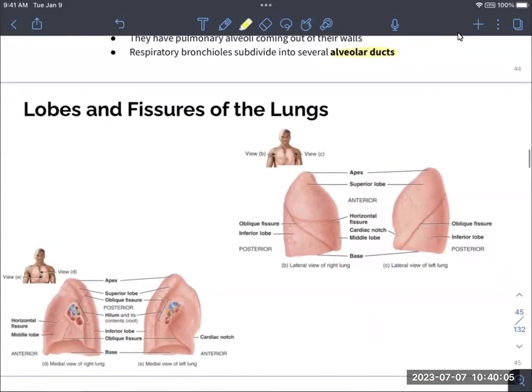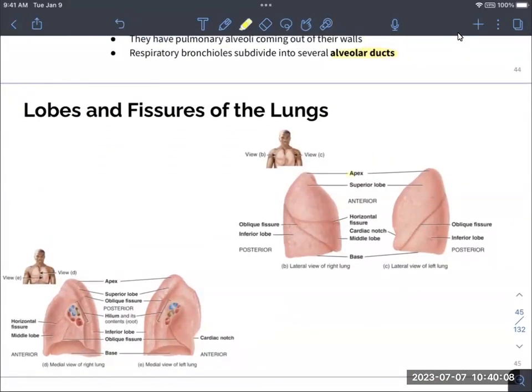So here's our lungs. That apex at the top, the base at the bottom. On this left lung, we have that superior lobe. We have that oblique fissure with that inferior lobe and that cardiac notch specifically. Our right lung, we have that apex, we have that base, we have an inferior lobe, oblique fissure, middle lobe, horizontal fissure. Again, they are named for their position with that superior lobe.